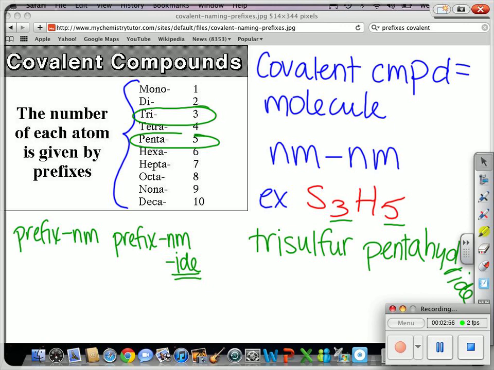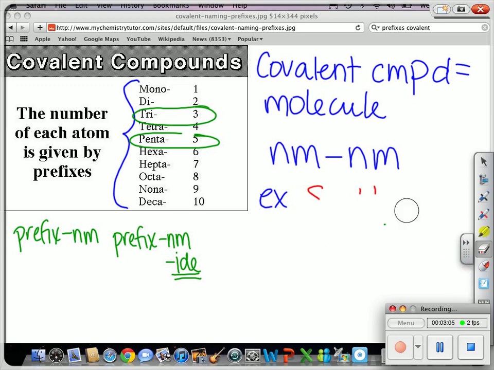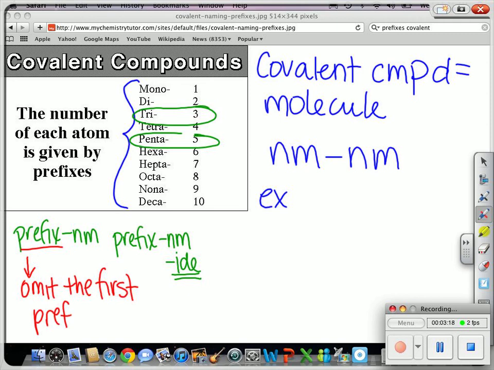There's only one real exception of when we omit this first prefix. And I'll show you an example of that in a second. The only real exception with naming these is you omit the first prefix if it would be mono.